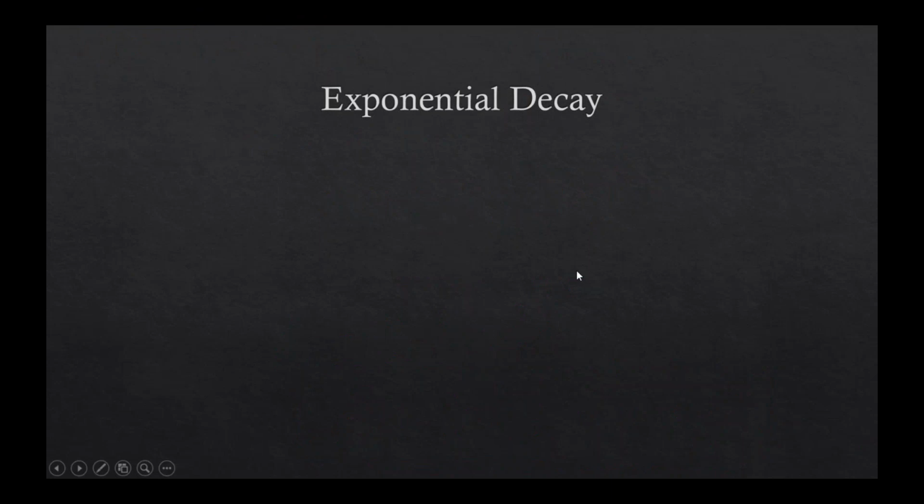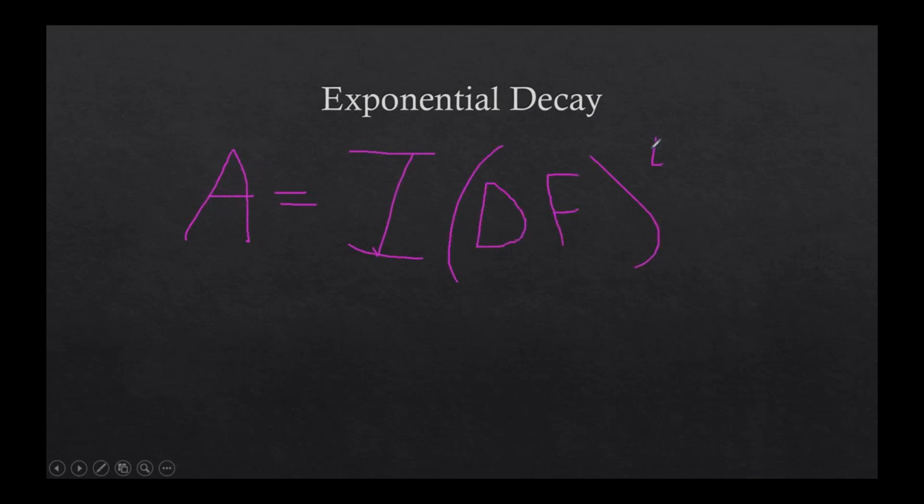This is section 28. Now, if exponential growth increases, that means exponential decay decreases. It's not rocket science. One goes up, one goes down. In terms of our formula, we still have our ending amount and our initial amount, but now we have a decay factor instead of a growth factor.